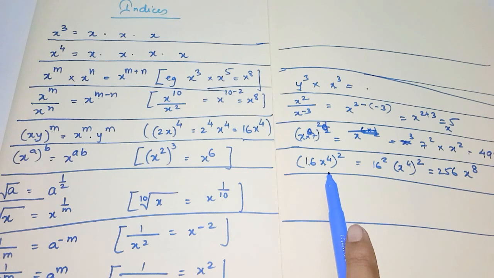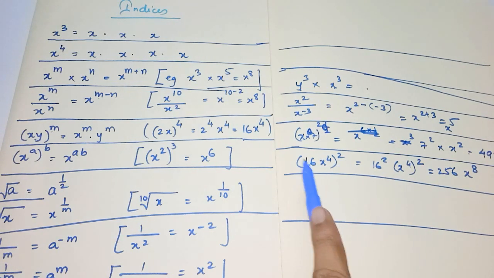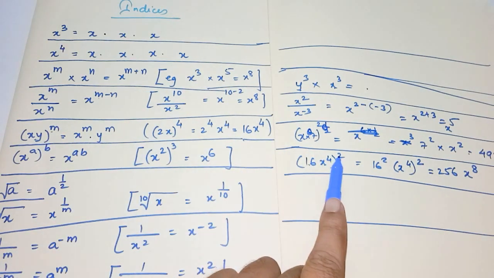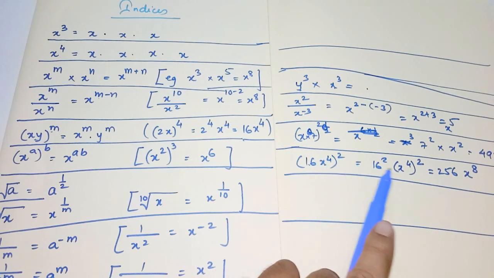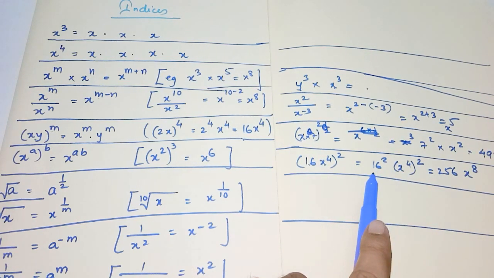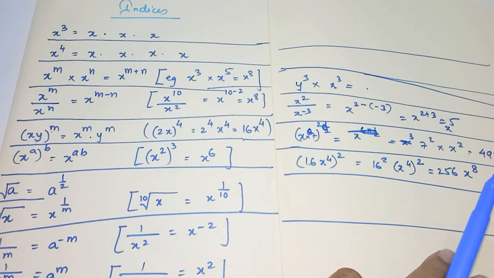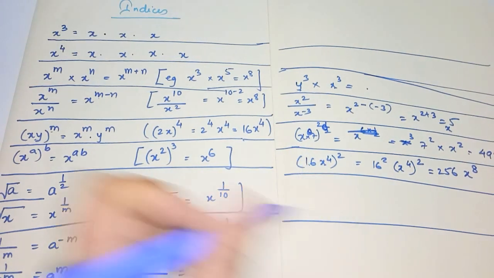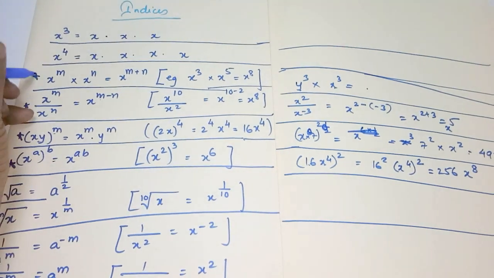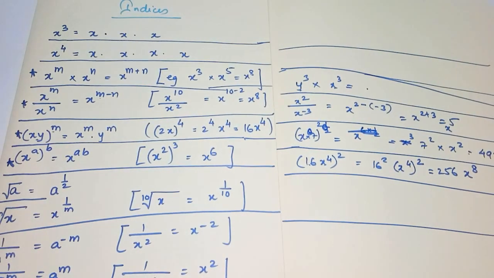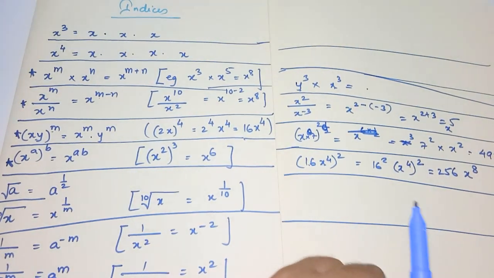If you have 16x to the power 4 times 2, first of all, with this property, this power belongs to both the numbers, so it's going to be 16 squared times x to the power 4 squared. Now 16 squared is 256, so it's 256 times x to the power 8. Alright, so this is a really important property. These properties are really important for your CIE examinations.